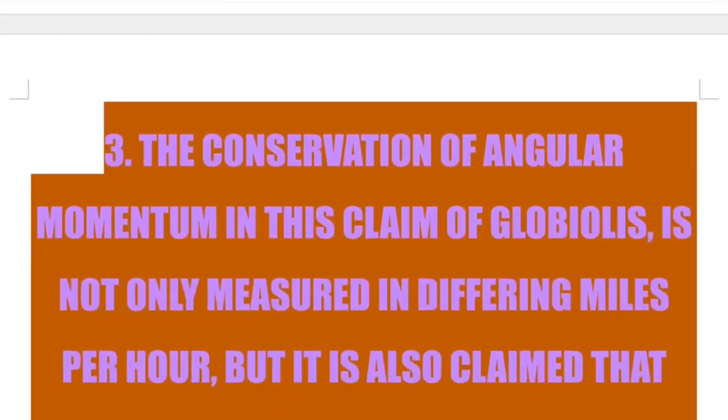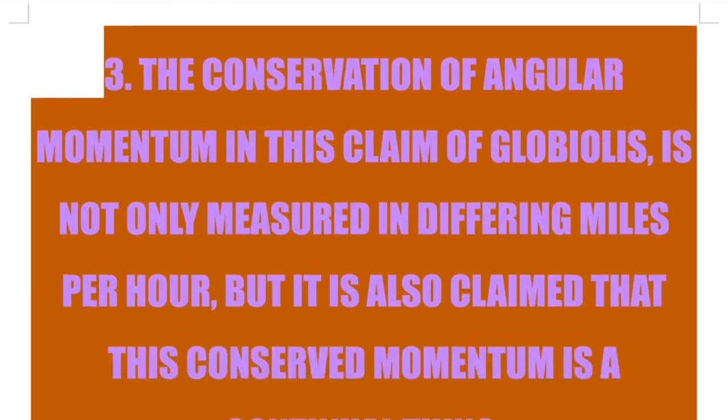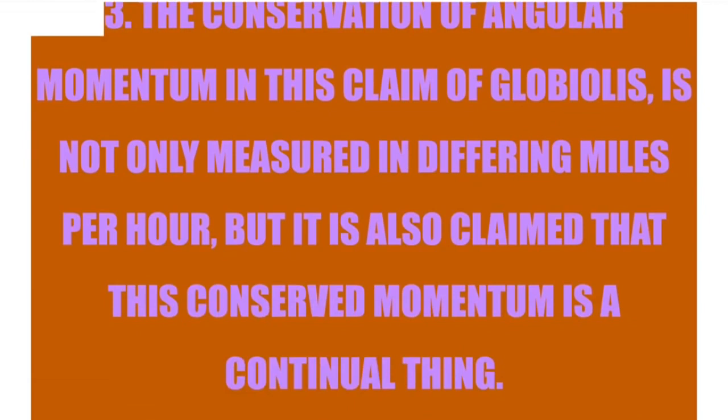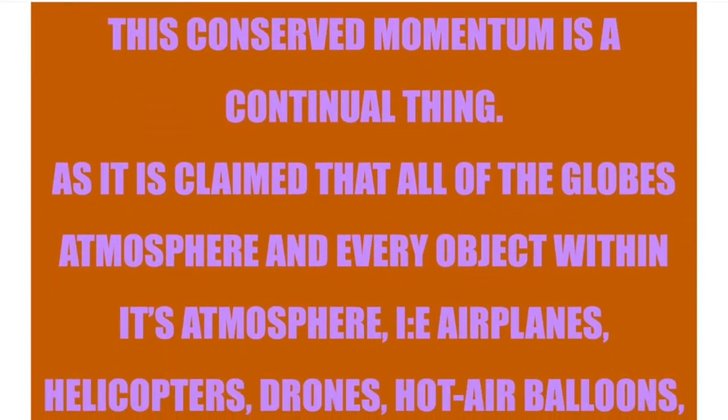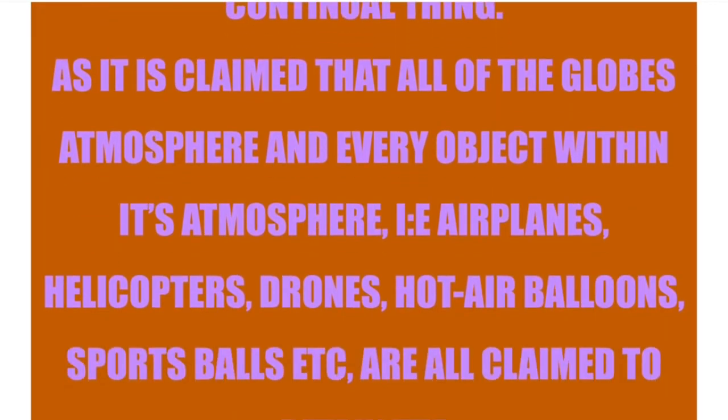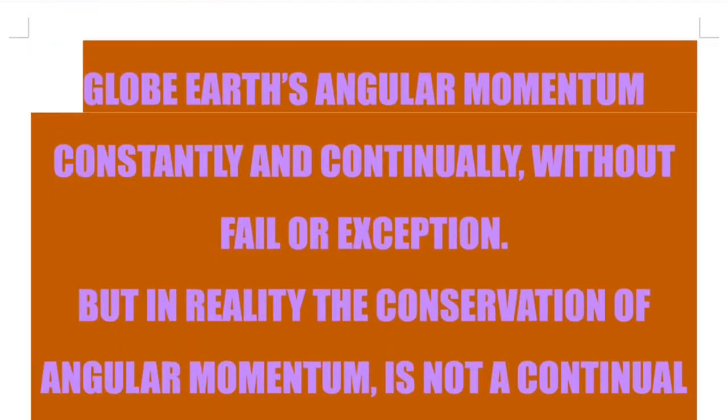3. The conservation of angular momentum in this claim of globiolus is not only measured in differing miles per hour, but it is also claimed that this conserved momentum is a continual thing, as it is claimed that all of the globe's atmosphere and every object within its atmosphere, i.e. airplanes, helicopters, drones, hot air balloons, sports balls, etc., are all claimed to retain the globe Earth's angular momentum constantly and continually without fail or exception.